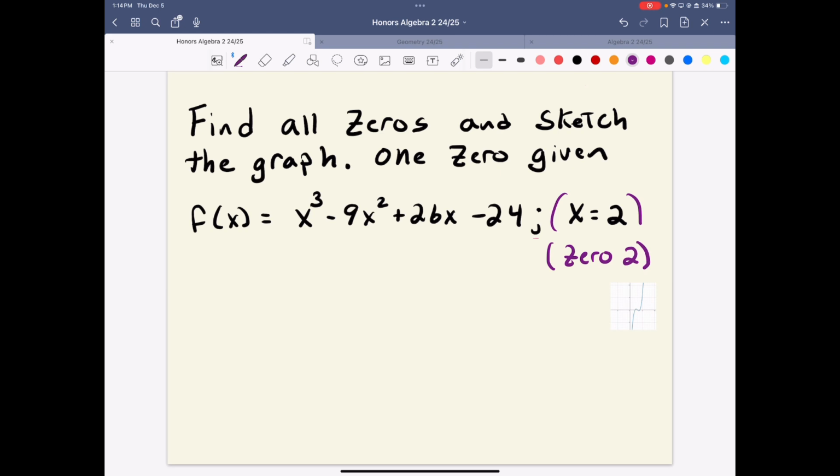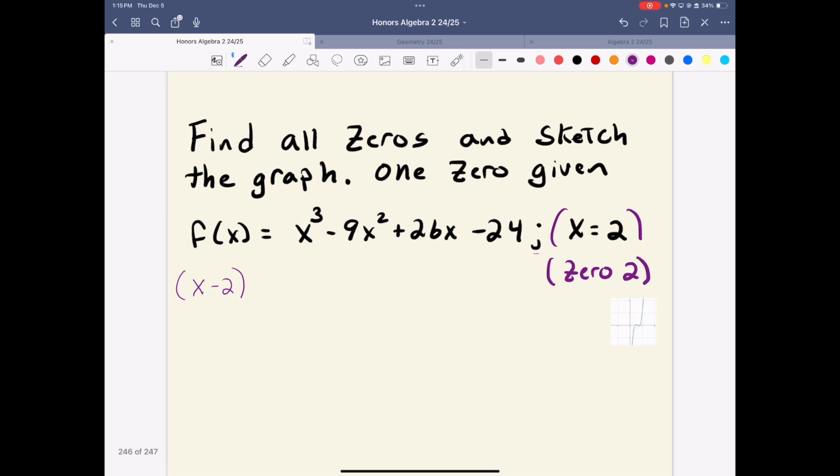What does that mean my factor is? If 2 is my zero, what's my factor? x what? x minus 2. So one of my factors of this is x minus 2. Okay, so if one of my factors of this is x minus 2, I have to find the rest of the factors. Okay, I've got x minus 2, but something has to go right here. I got to put something there.